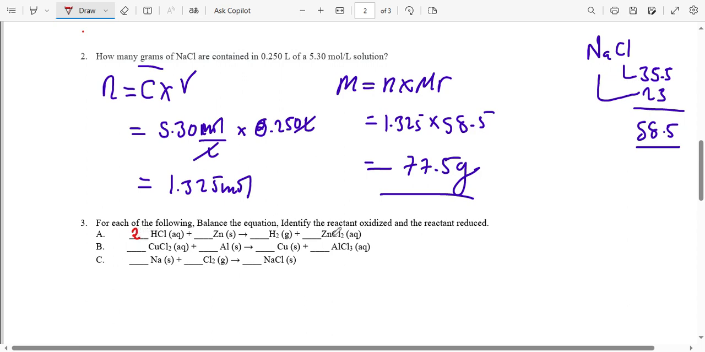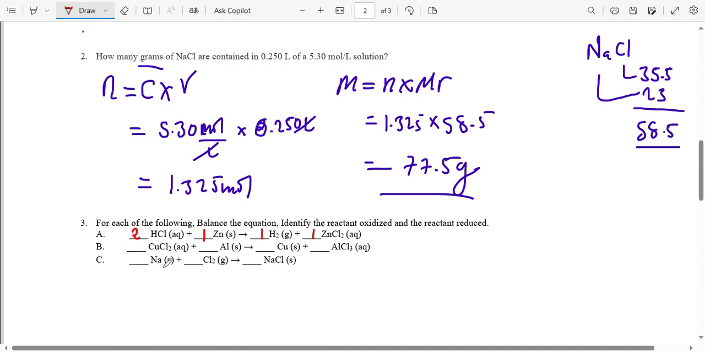But on the product, the chlorines are already 2. So I'll simply put a 1 here, a 1 here, and a 1 here. Because zinc is 1, zinc is 1 there. HCl is 2, H2 is 2, H is also 2 on this side. Cl is 2, Cl is 2.